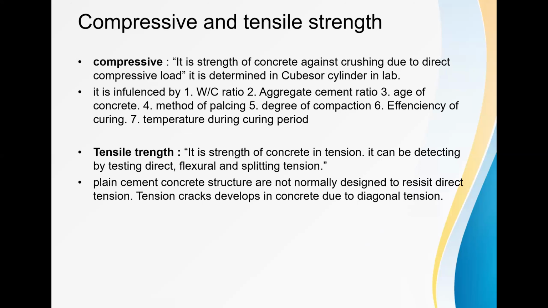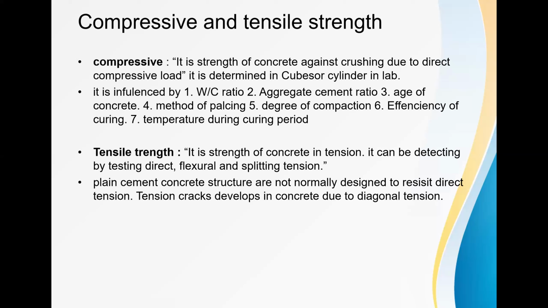The fourth is the method of placing, how we are going to place. It should not cause any segregation. Then the degree of compaction, the mode of compaction, either by hand compaction or by a vibrator. Uniform compaction should happen throughout the surface. Then the efficiency of curing, which is also a major part, and the temperature during the curing period.